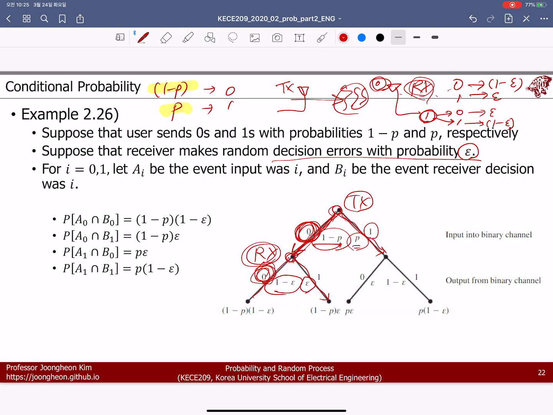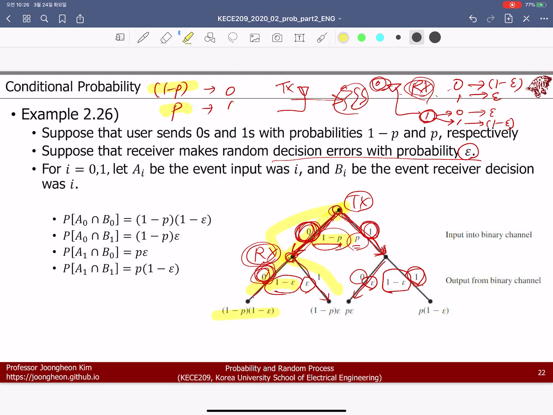On the other hand, on this side, the transmitter sent number 1. And if we have a mistake over there, the receiver misunderstood that there is 0, then we have error epsilon. And when the receiver received 1 and correctly decoded it as 1, then we have 1 minus epsilon, okay? So in this case, when we have this path, we have 1 minus p, 1 minus epsilon. That's why we have this result.